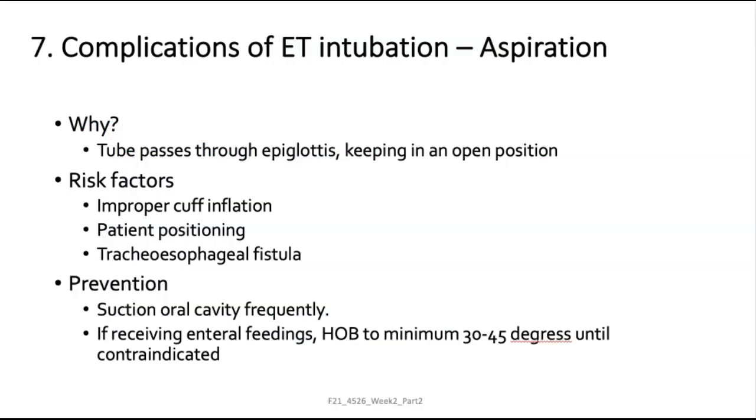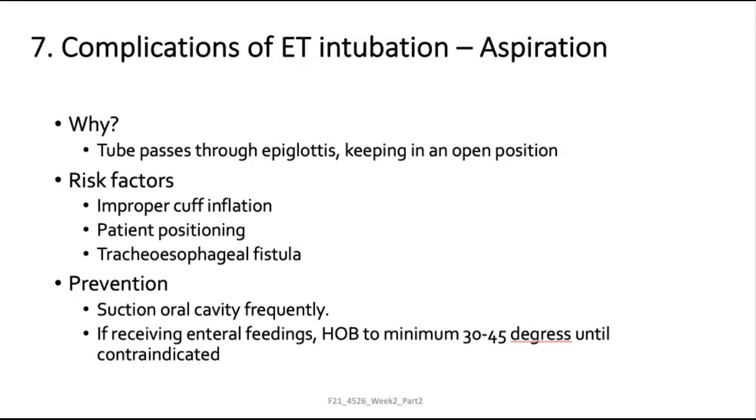Other complications could include aspiration, and so this is a potential hazard for the patient with an ET tube as the tube passes through the epiglottis, which splints it and keeps it in an open position. And so some ET tubes provide continuous suctioning of secretions above the cuff, which could be constantly suctioning anything that could be coming from the GI system.